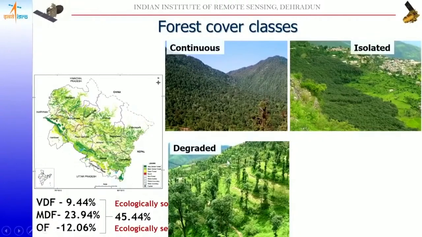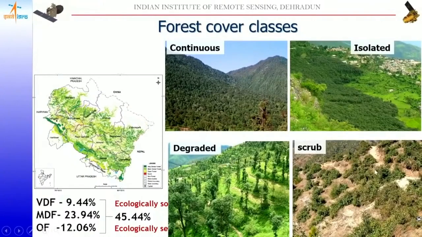Another class is the degraded. Here is the same species in another state, where you can see human encroachment, the lopped condition of the canopy, and very sparsely distributed individuals of that forest tree. And this is another very disturbed condition, the scrub class of the same forest.